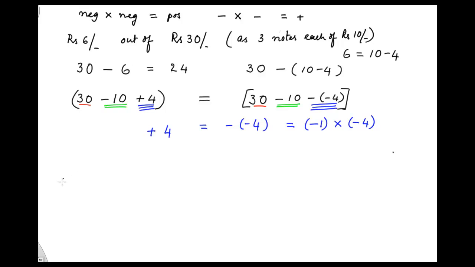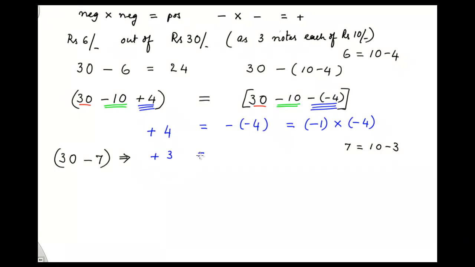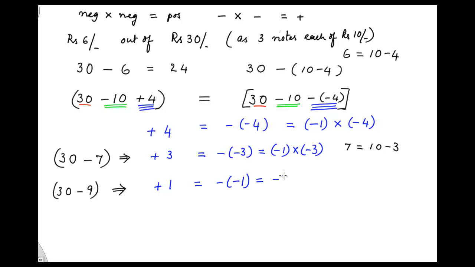So this is what we get if we have to take away 6 from 30. But what would be the case if we are to take away, let us say, 7 from the same 30? 7 is always equal to 10 minus 3. If we follow the same procedure, we get plus 3 is equal to minus of minus 3, which can again be written as minus 1 times minus 3. But what if the payment that we need to do is 9 out of 30? In that case, we are required to perform 30 minus 9, and this would give us plus 1 is equal to minus times minus 1, or negative times negative 1, or which can be written as minus 1 times minus 1. Now look at this pattern.